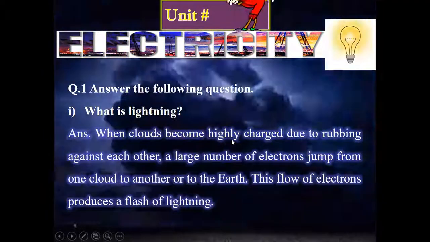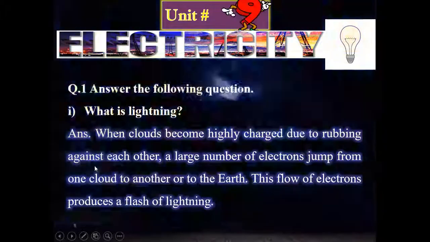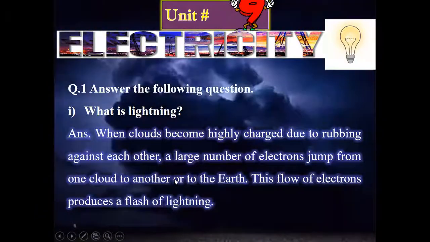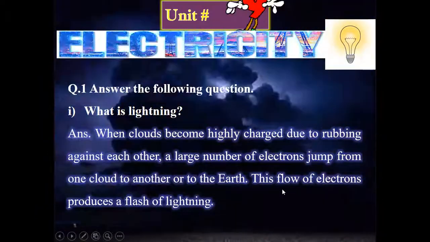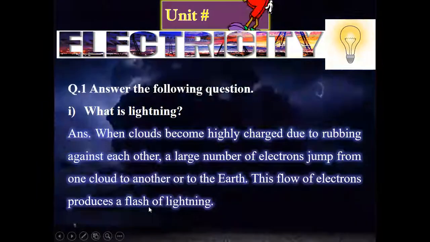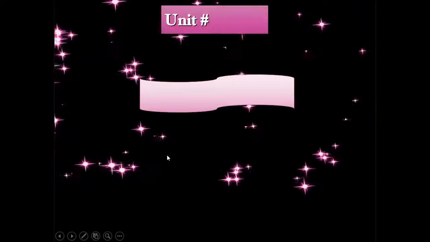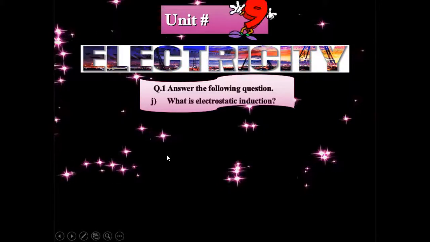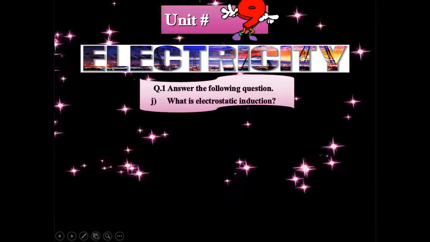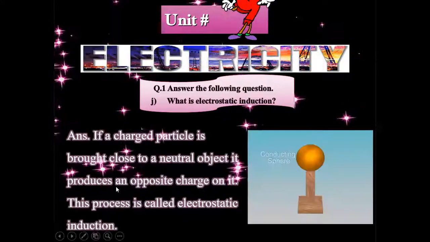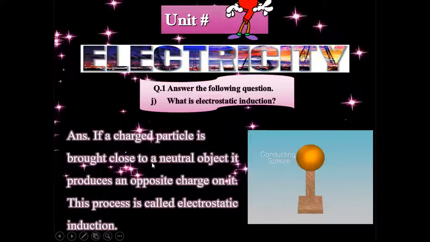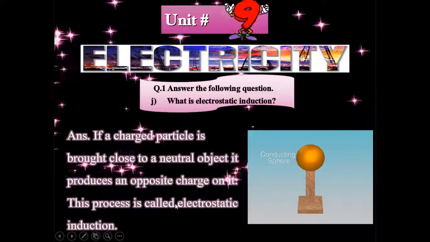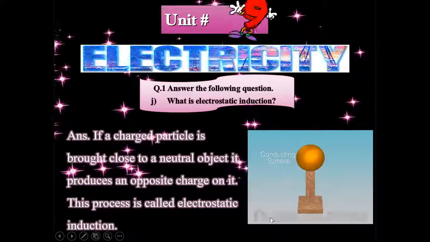Students, when clouds become highly charged due to rubbing against each other, a large number of electrons jump from one cloud to another or to the earth. This flow of electrons produces a flash of lightning. Another question is J. What is electrostatic induction? If a charged particle is brought close to a neutral object, it produces an opposite charge on it. This process is called electrostatic induction.